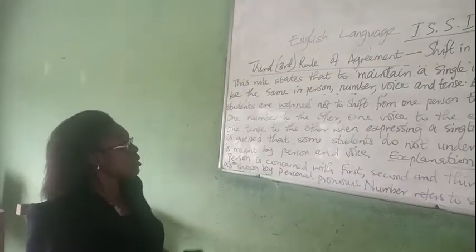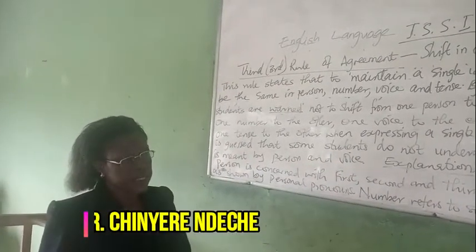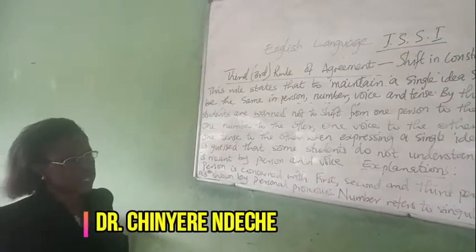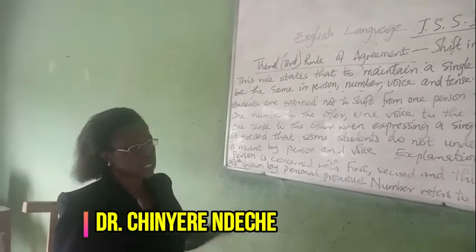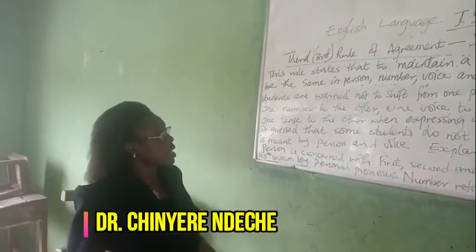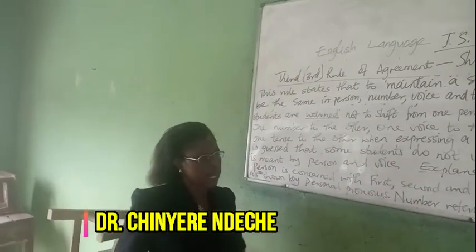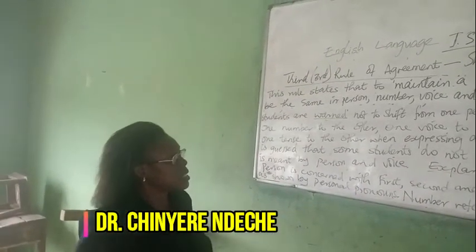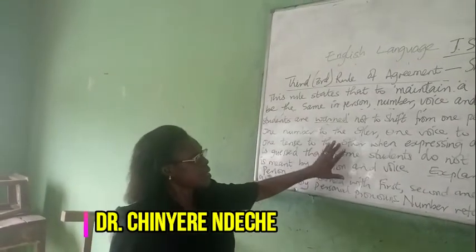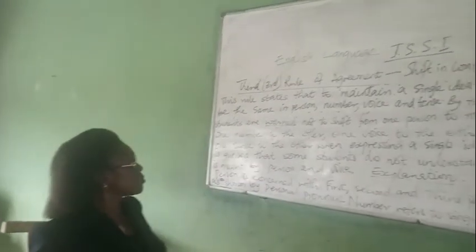Continue our class on agreement. We have done the first two rules, that is shifting pronoun, subject-verb agreement, and pronoun-antecedent, and here now we are with the third one, shifting construction.